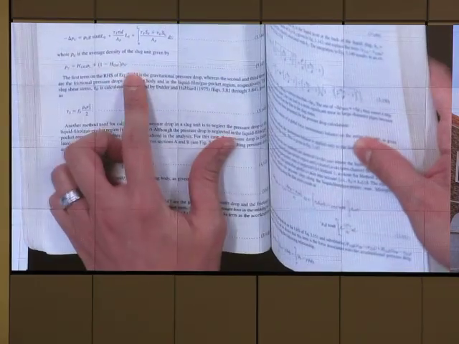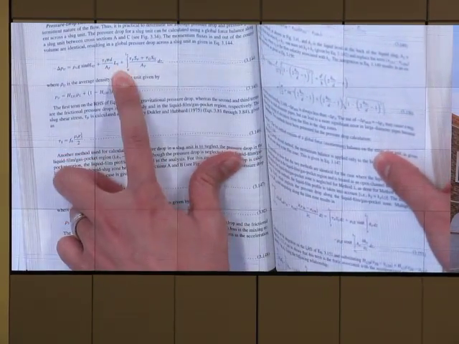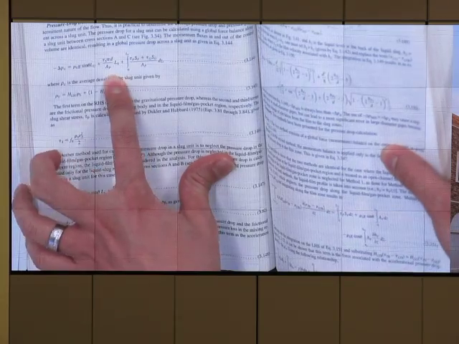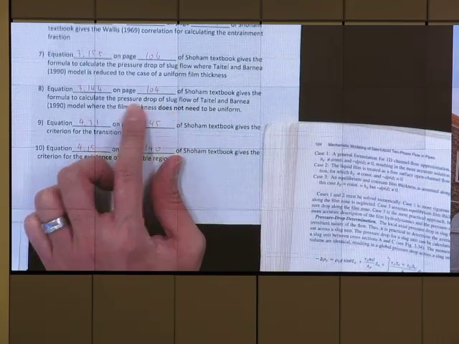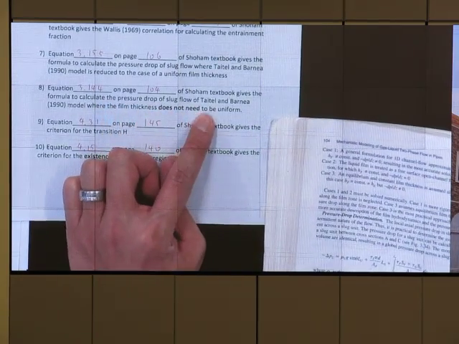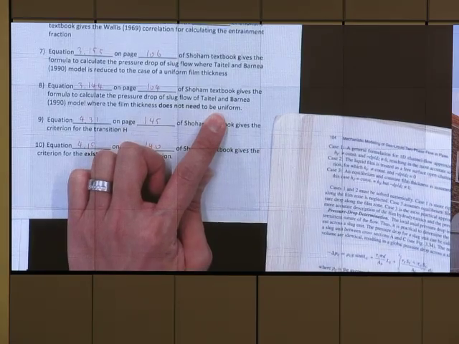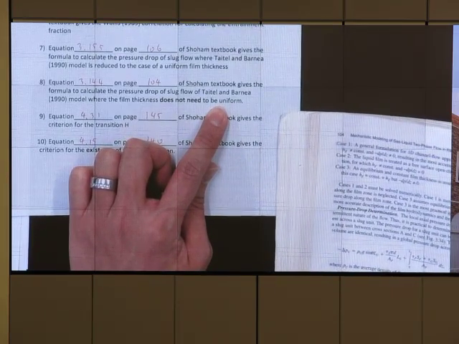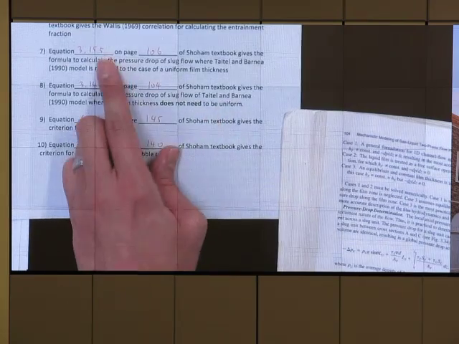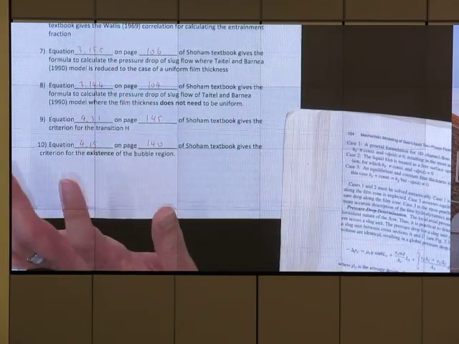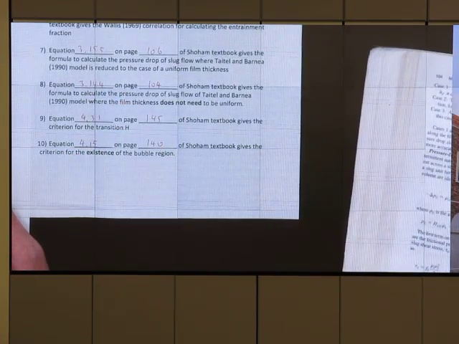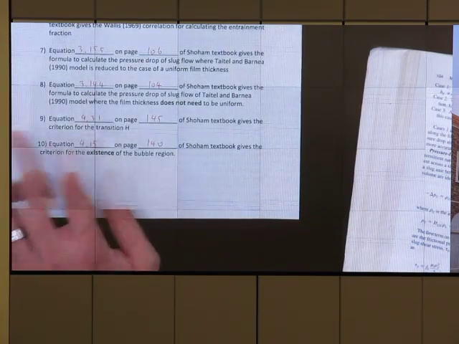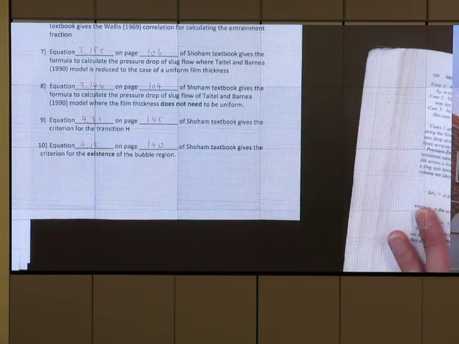So page 104, 3.144. That one is to calculate pressure drop where the film thickness does not need to be uniform. If you put that equation here, it's wrong because in that case the film is uniform. If you put, Josh, what do you put? It's not that many, right? But the rest you are fine.